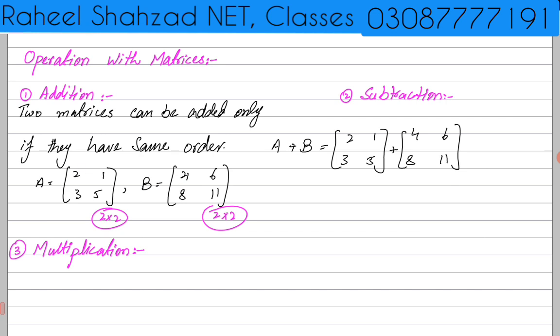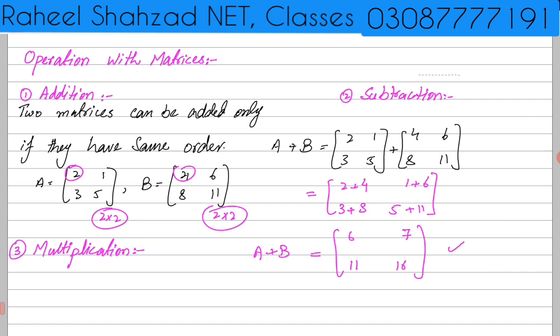How are we going to add it? The first entry will be added to the first, so it is 2 plus 4, 1 plus 6, 3 plus 8 and then 5 plus 11. So this is going to be 6, 7, 11 and 16. So A plus B is equal to 6, 7, 11 and 16. This is how we are going to add these two matrices.